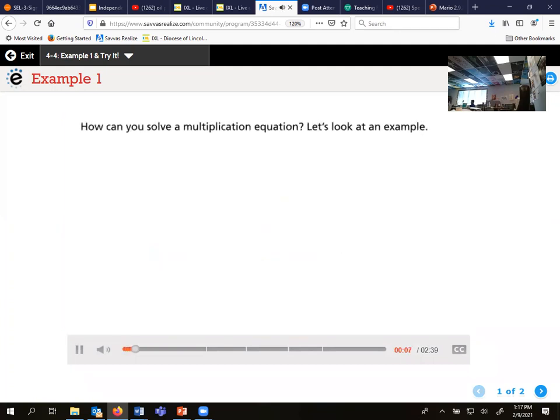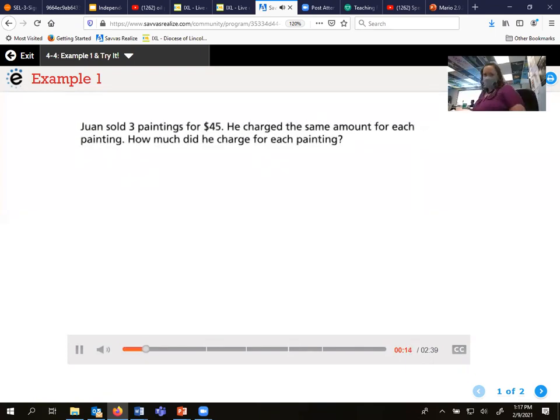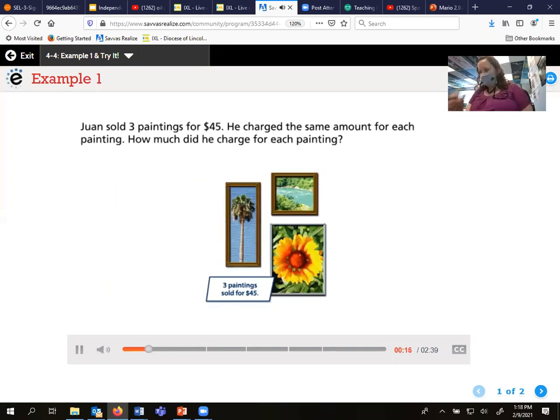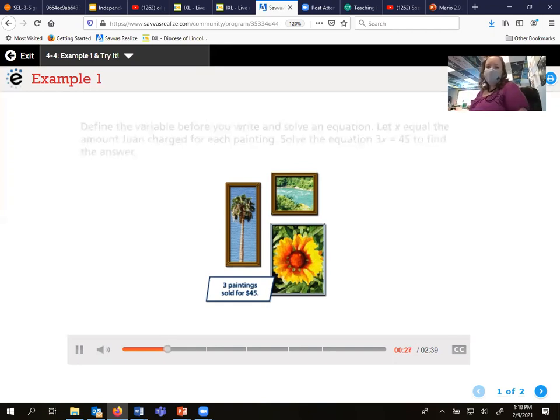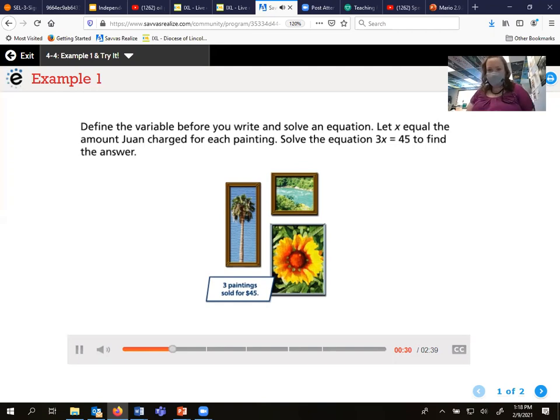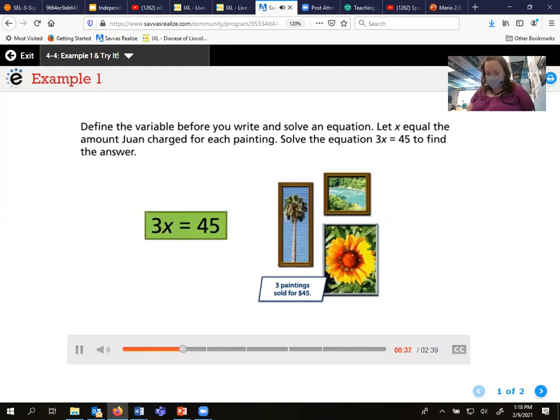How can you solve a multiplication equation? Let's look at an example. Juan sold 3 paintings for $45. He charged the same amount for each painting. How much did he charge for each painting? Okay. Define the variable before you write and solve an equation. Let x equal the amount Juan charged for each painting. Solve the equation 3x equals 45 to find the answer.